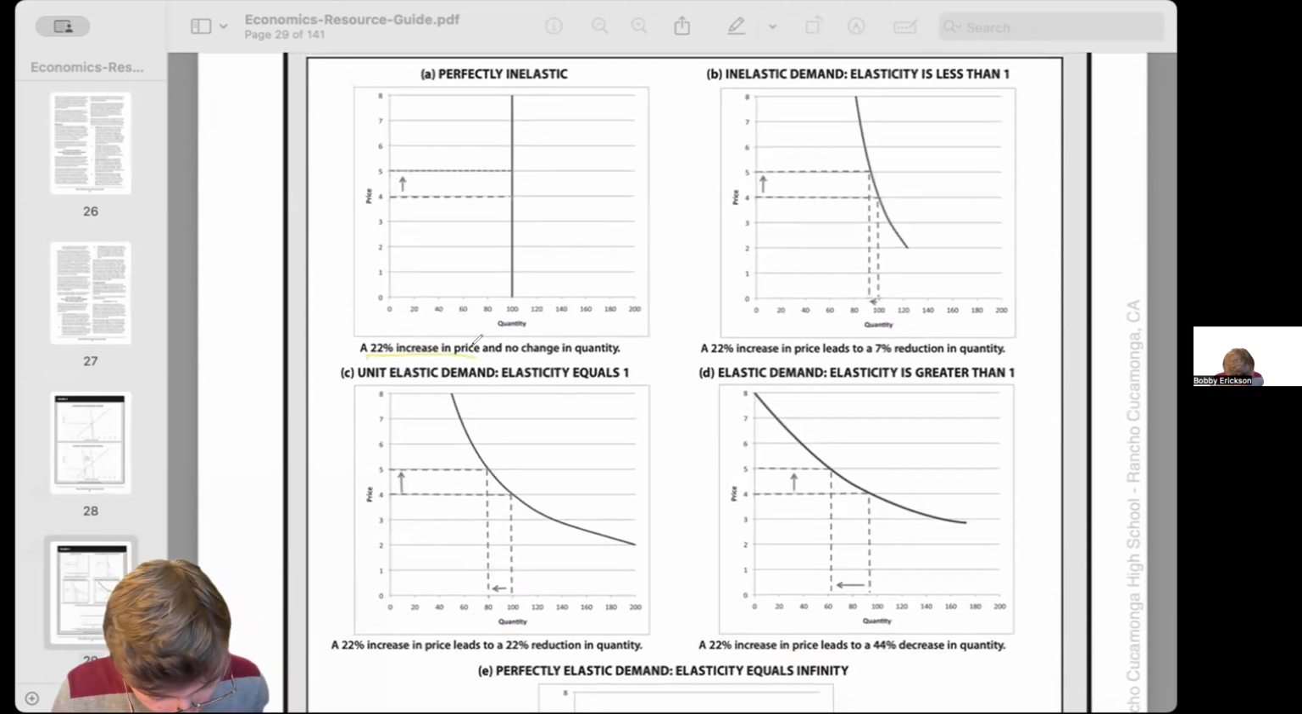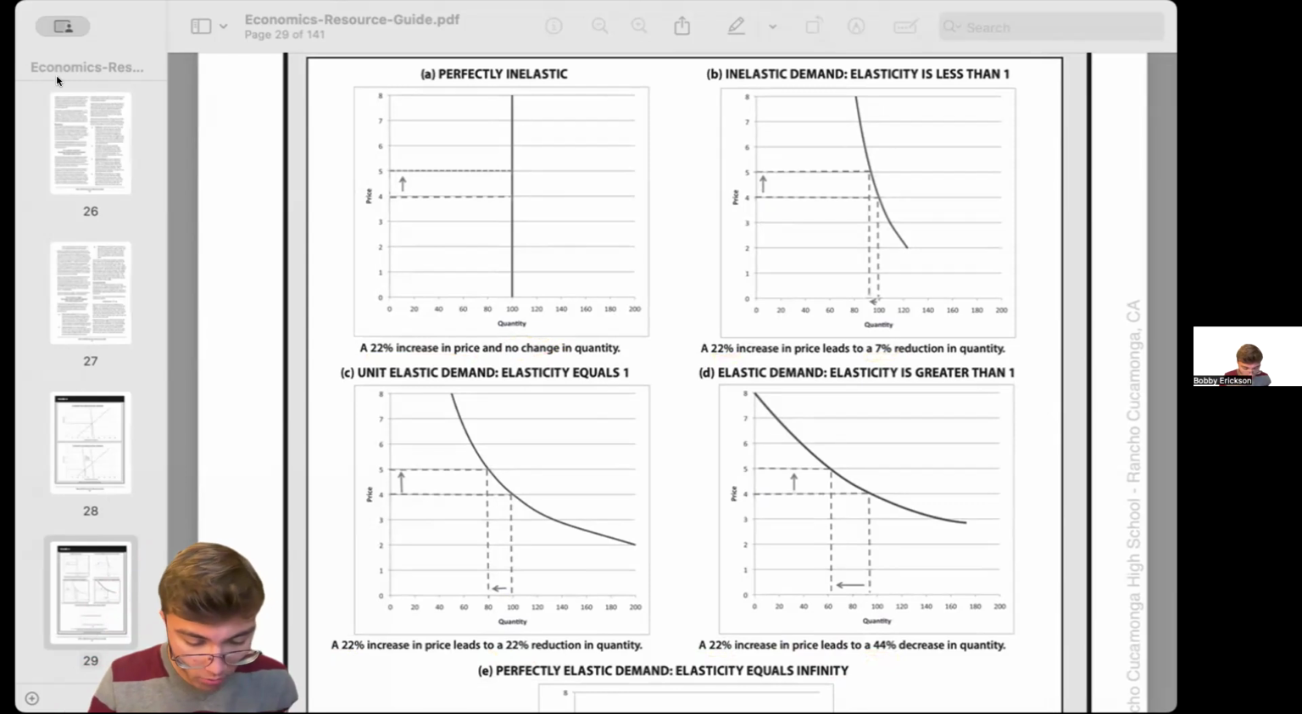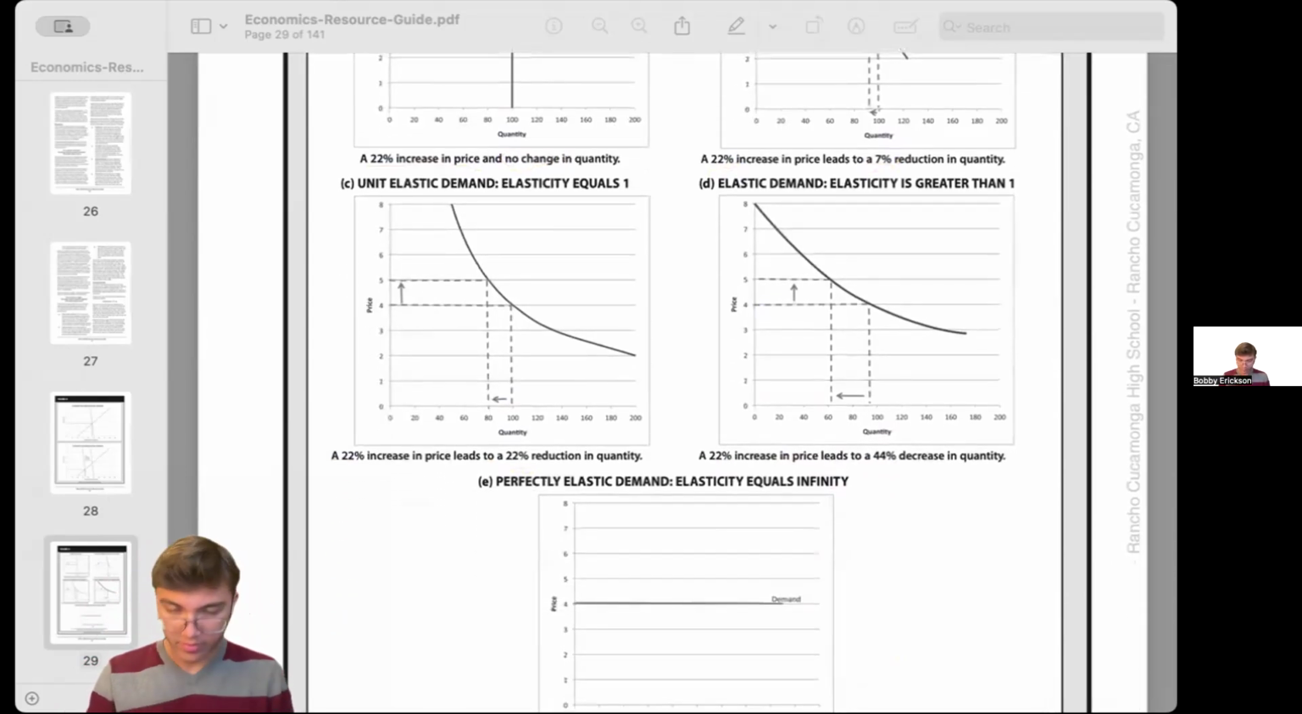Because if there's an increase in price, there's going to be no change for perfectly inelastic. And then for just inelastic, a higher percent change in price will lead to a lower percent change in quantity. And then unit 22 will lead to 22. And then elastic 22 will lead to a higher number, in this case, 44. And remember, these are all relative to the demand curve. So it's all going to be a decrease, for example, when it comes to increase in price, but always an increase when there's a decrease in price.